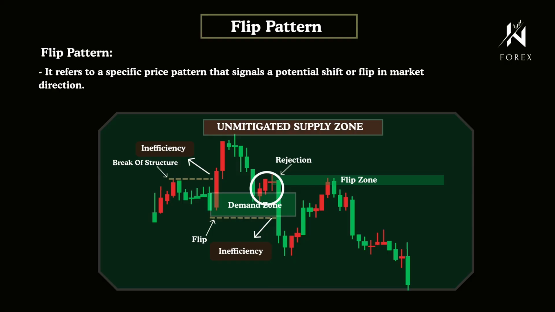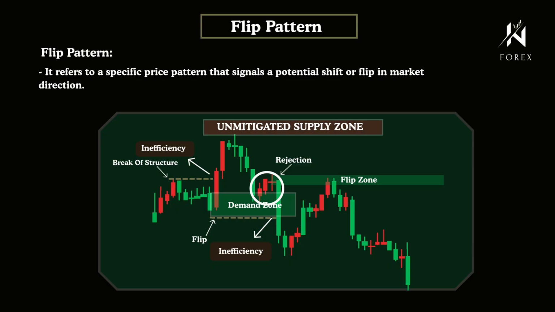Two common flip scenarios: supply flips to demand, a bearish to bullish reversal. Price taps into a supply zone and begins to decline. However, demand aggressively enters the market, absorbing all supply. Price breaks above the supply zone, turning it into a new demand zone. On the retest of this flipped zone, traders look to enter long, aligning with the fresh bullish order flow.